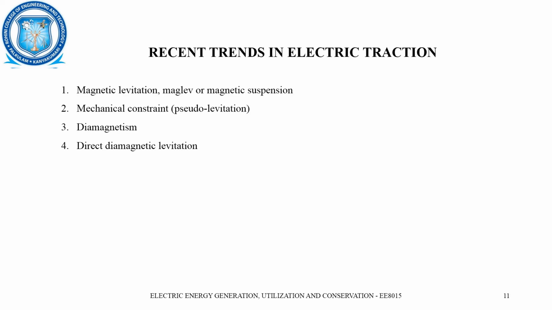And the recent trends in electric traction are magnetic levitation, otherwise called maglev, or magnetic suspension. Then mechanical constraint, pseudo levitation can also be considered a better one in electric traction applications. Diamagnetism and then direct diamagnetic levitation. All these are supposed to be the recent trends of electric traction.